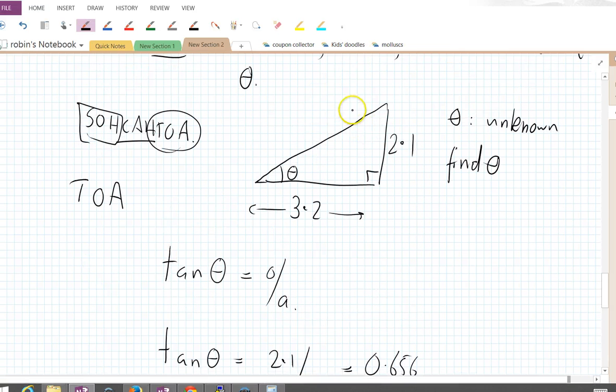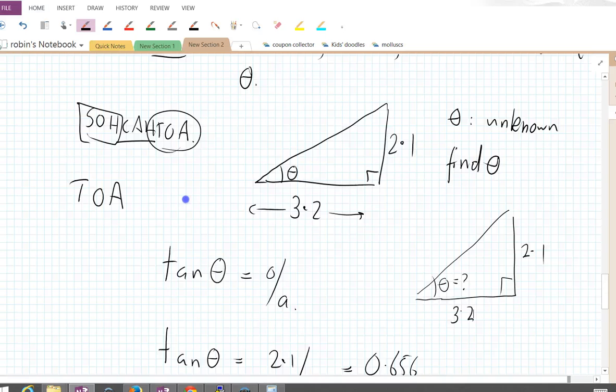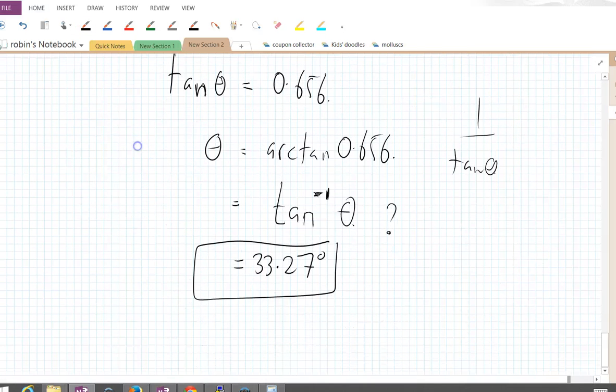We've got our triangle here. We know the sides. I'll draw it out like that. That's my right angle there. We don't know that angle there, but we know that side there. And now, by using the inverse tangent function, we can figure out with the calculator that theta is 33.27.